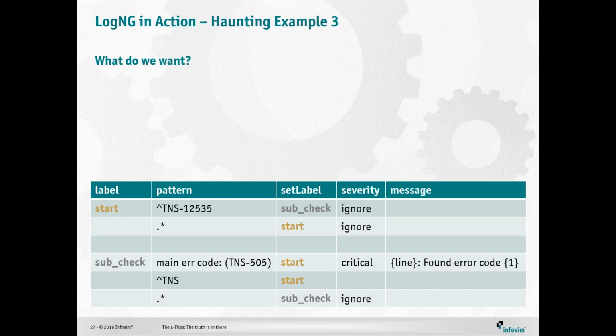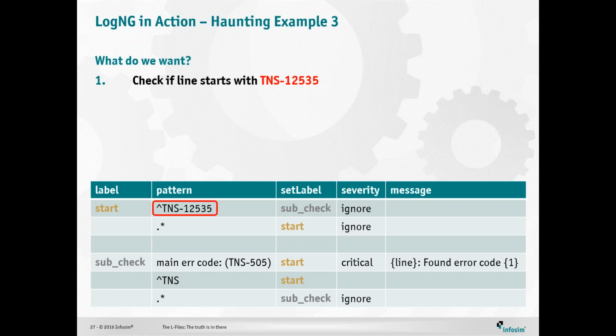In LogNG, it's like this. So what do we want? We will check if the line starts with TNS 12535. But before I elaborate on that, I will introduce these two new columns, label and set label. Actually, the label column allows you to define a specific label for a log file line, for a rule line, I mean, and the set label is basically a go-to. But I hope you will see that in the following.